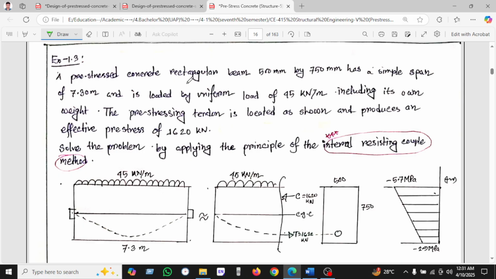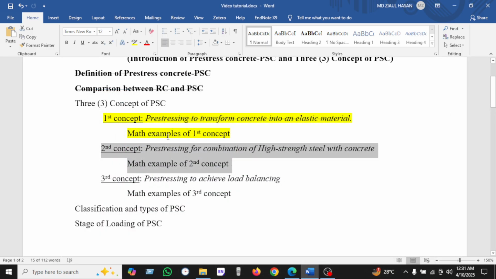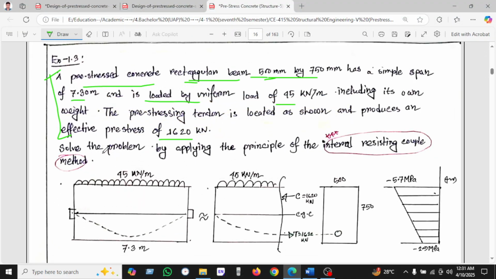The prestressing concrete rectangular beam, 500 by 750, has a simple span of 7.5 meter and a uniform load, and the prestressing load is located as shown and produces the effective stress force of 1620 kilonewton. So all the rest is the same as the previous example. All the data are the same. So solve this problem by applying the principle of internal resistance couple method.